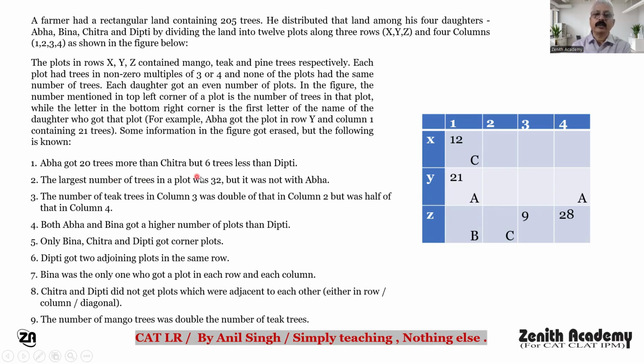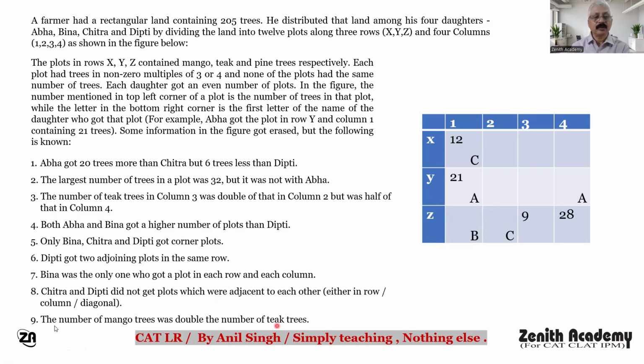Abha got 20 trees more than Chitra, but 6 trees less than Deepti. The largest number of trees in a plot was 32, but it was not with Abha. The number of trees in column 3 was double that in column 2, but half of that in column 4. Both Abha and Veena got a higher number of plots than Deepti. Only Veena, Chitra, and Deepti got corner plots. Deepti got 2 adjoining plots in the same row. Veena was the only one who got a plot in each row and each column. Chitra and Deepti did not get plots which were adjacent to each other, either in a row, column, or diagonal.